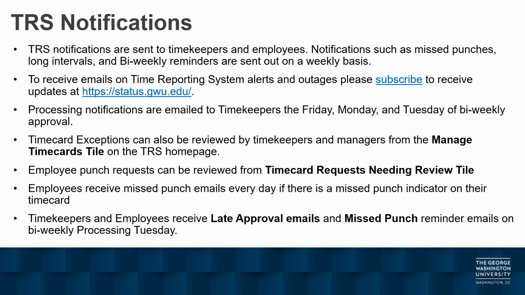TRS notifications. TRS notifications are sent to timekeepers and employees. Notifications such as missed punches, long intervals, and biweekly reminders are sent out on a weekly basis. To receive emails on time reporting system alerts and outages, please subscribe to receive updates at https://status.gwu.edu. Processing notifications are emailed to timekeepers the Friday, Monday, and Tuesday of biweekly approval.